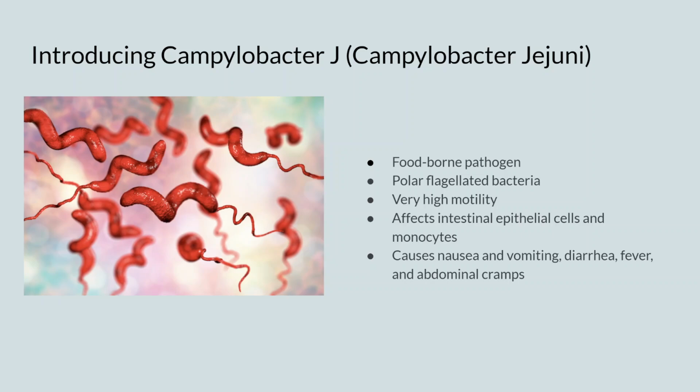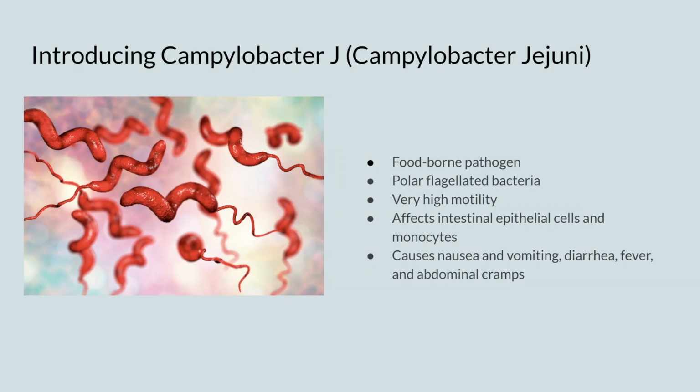Campylobacter jejuni, also known as Campylobacter jejuni, is a foodborne pathogen contracted through the consuming of contaminated water or foods, such as unpasteurized milk, fresh produce, and raw poultry. It is a polar flagellated bacteria with a helical cell body. The shape of Campylobacter jejuni allows it to have very high motility in viscous solutions, such as blood, as well as enhanced colonization ability in comparison to other types of bacteria.